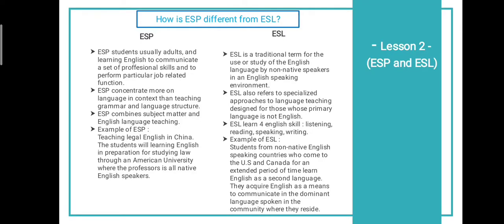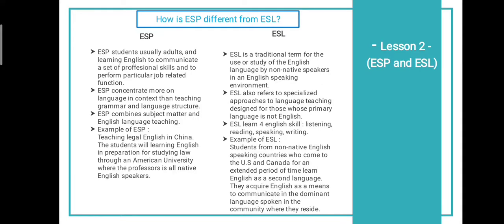the English language by non-native speakers in an English-speaking environment. Second point, ESL also refers to specialized approaches to language teaching designed for those whose primary language is not English. The third point, ESL learners learn English skills, which are listening, reading, speaking, and writing.